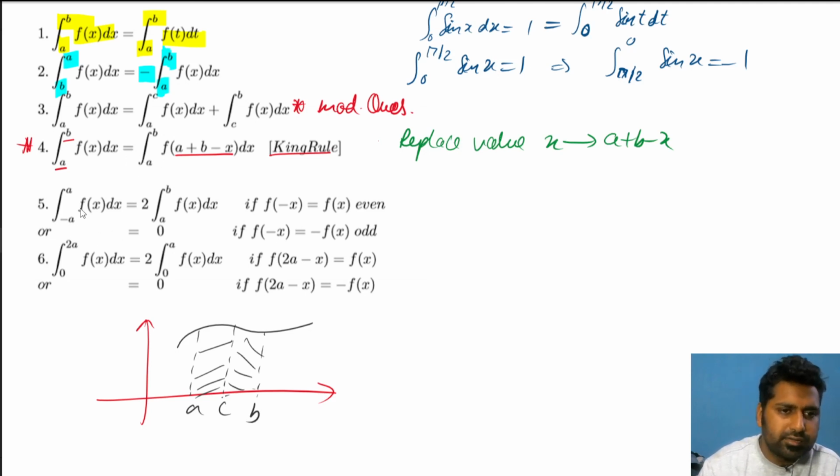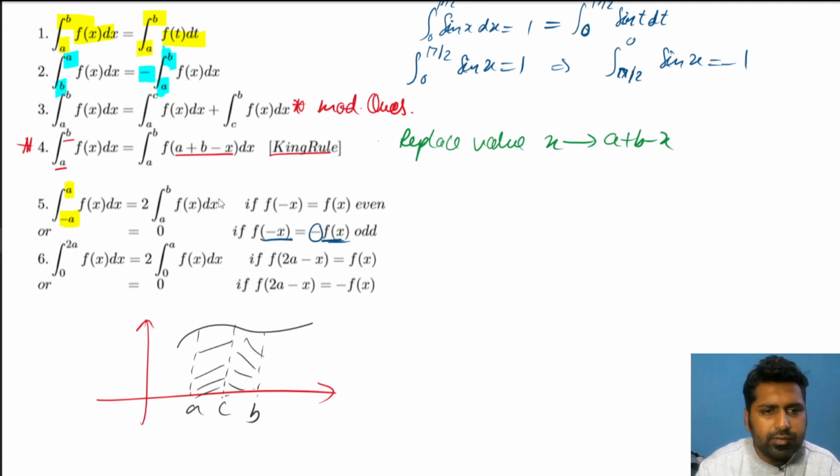Fifth is, first of all, the identification starts with limits minus a to a. Minus a to a means minus 2 to 2, minus 5 to 5, something like this. Then you try to look for this property, and what you have to check is even and odd functions. Now what are even and odd functions? Even functions are those in which f(minus x) is the same as f(x). That's the definition of an even function. Odd functions are those in which f(minus x) is minus f(x).